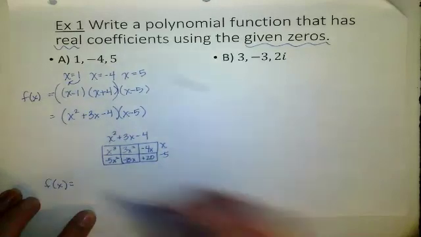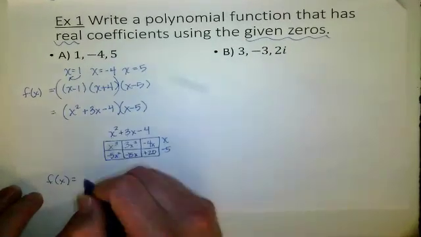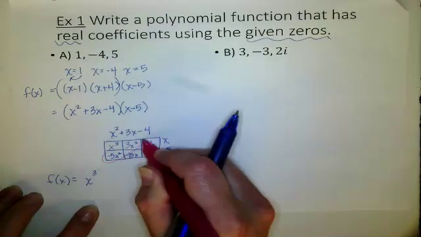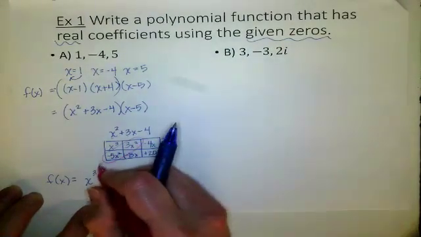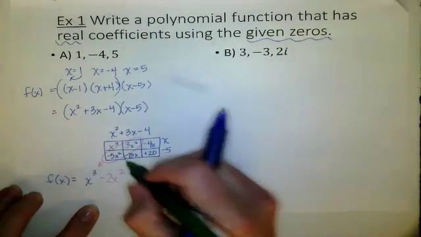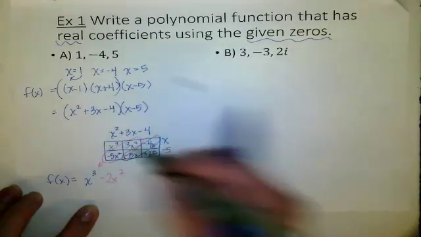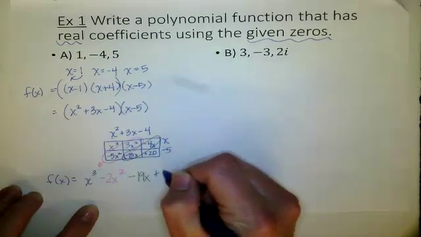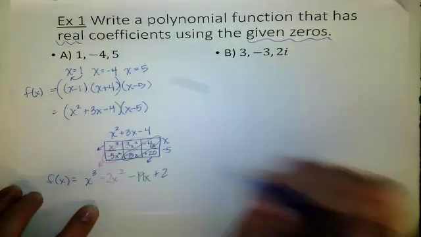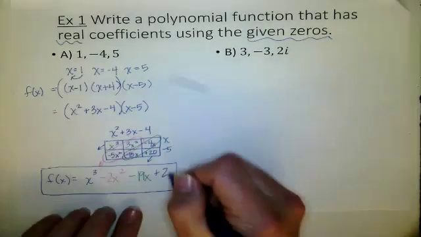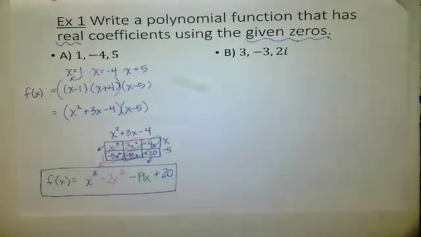And so then I can add up my diagonals here. I've got a positive x cubed, negative 5x squared, and positive 3x squared makes negative 2x squared. Negative 15x and negative 4x makes negative 19x, plus the 20. And there we go. Oh, thank you. There we go. 20, not 2. All right, now that's not too bad.